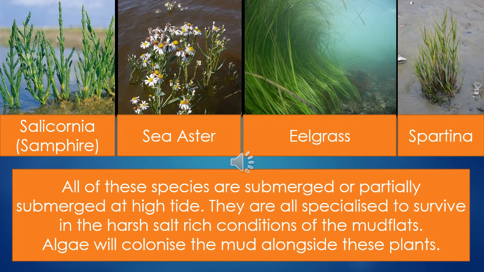They can survive the really, really salty conditions, and they bind the mud together. When we come on to the next slide, which shows the plants that can survive further into the succession timeline, they look very, very different. So key points: these are all grassy style plants. They've got very few big leaves, and they're all specially adapted to survive in the salty conditions.